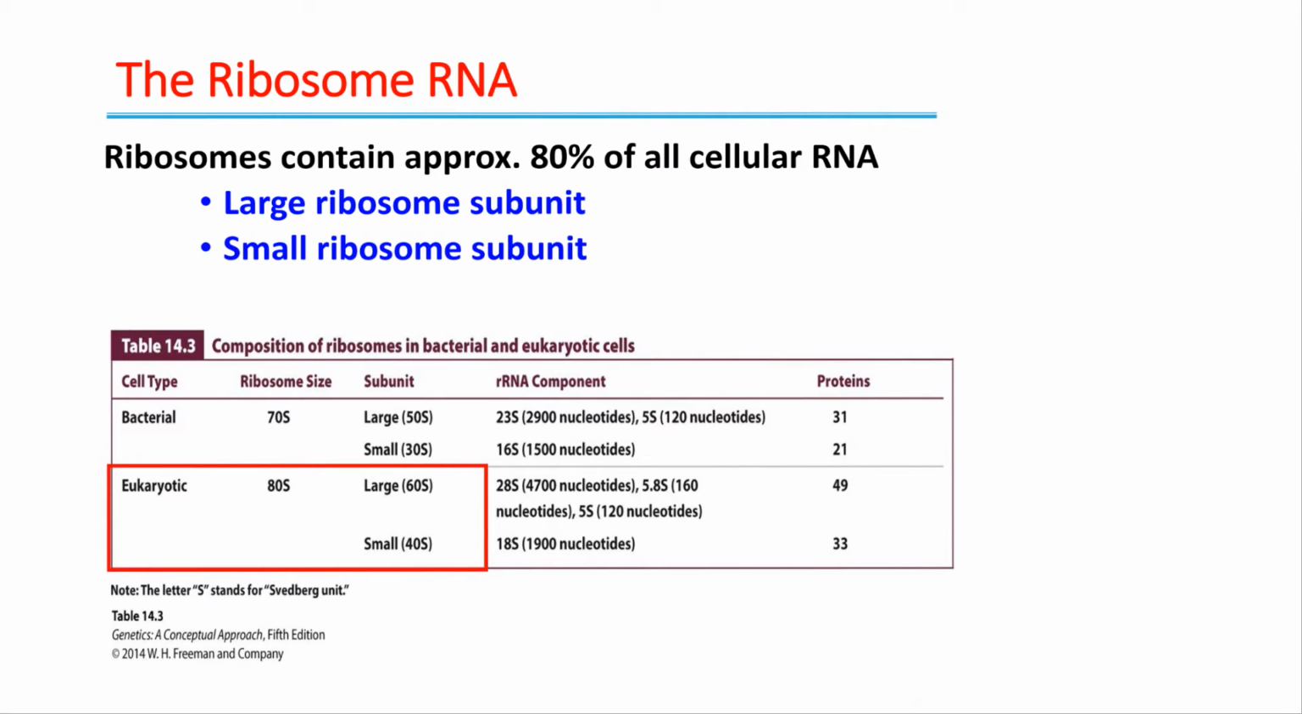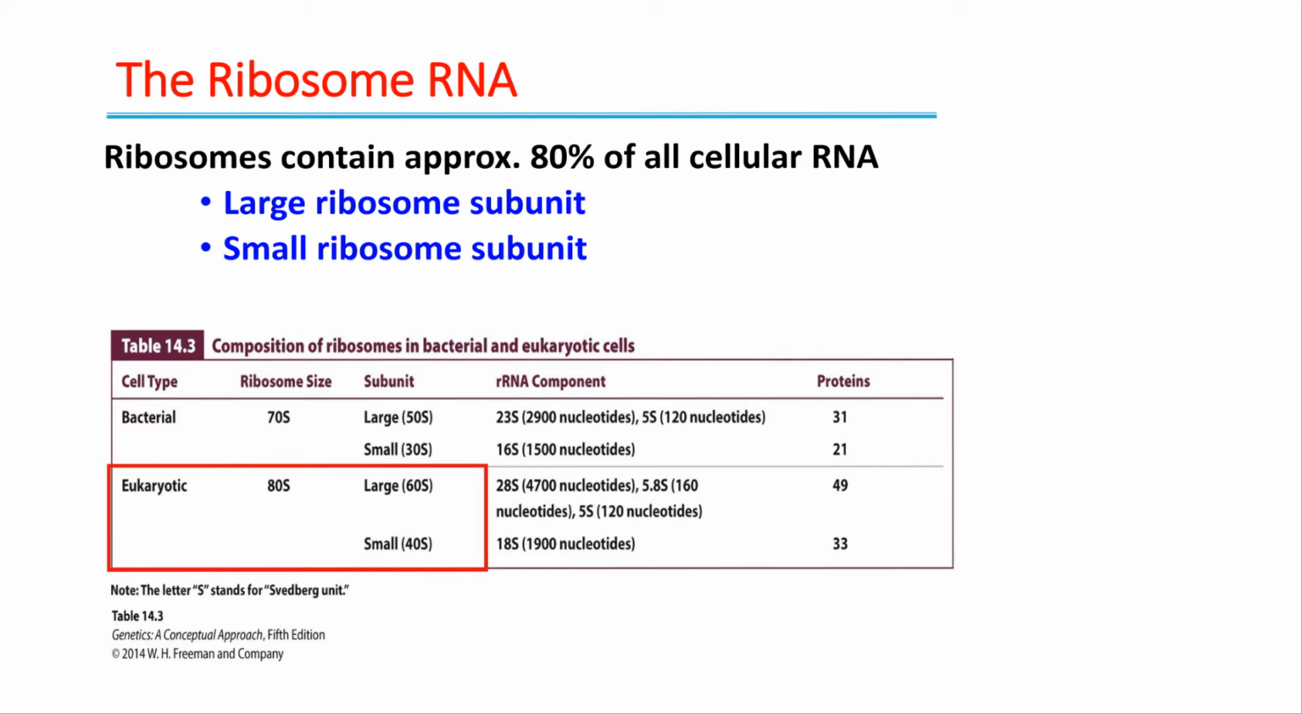Ribosomes and ribosomal RNA play a very important role in the translation of the genetic information contained in mRNA into the amino acid sequence of a polypeptide. Ribosomes are highly abundant in cells, in bacteria and also in eukaryotes. Ribosomes typically contain about 80% of total cellular RNA in eukaryotic cells, so it's highly abundant.